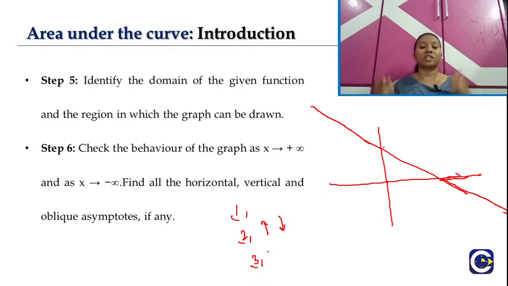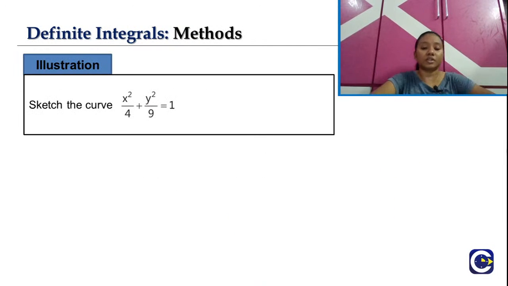And we can even predict the domain and range of the curve, and then we can look at the behavior of the curve while the x value tends to plus infinity as well as the x value tends to minus infinity. So these are the steps that will come into the picture while we are plotting a graph. So now let's have a quick look.